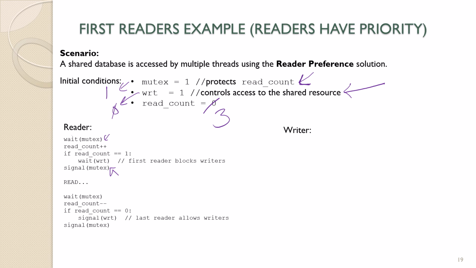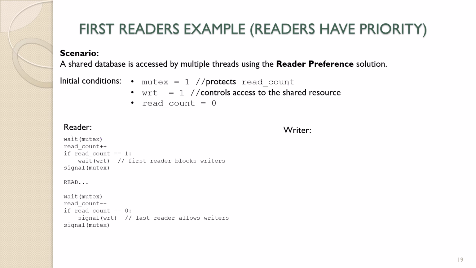Then the first one to go in here to put the read count down is going to change it to 2. It's going to change it to 1. So the last reader that finally checks the read count is 0 is the one that's going to signal and let the writers in. So take a little time to look at this. It's not that complicated. You just have to think about it.